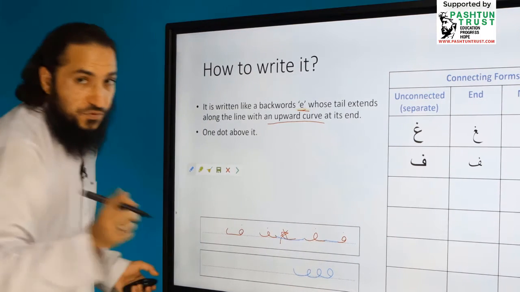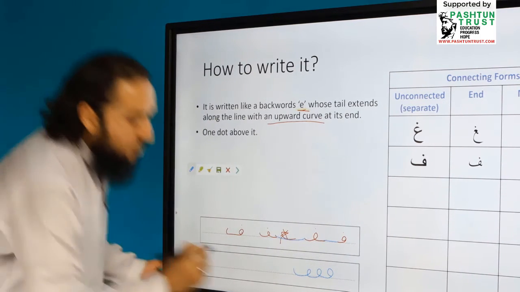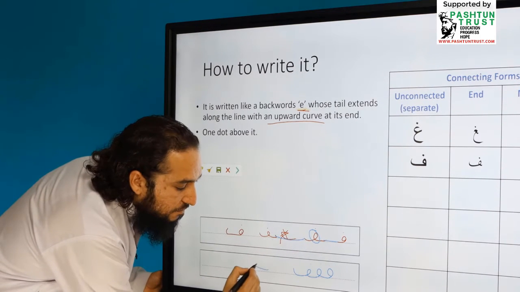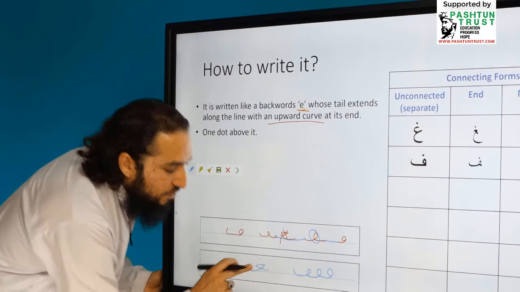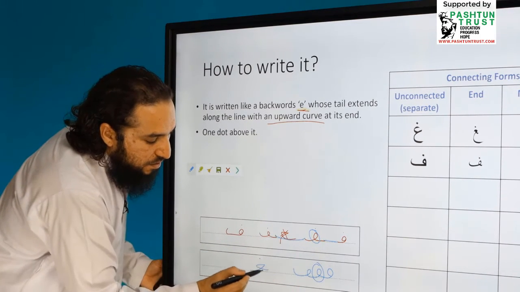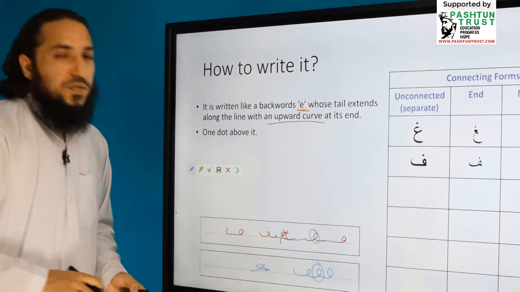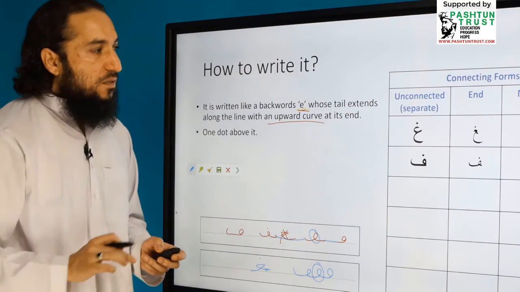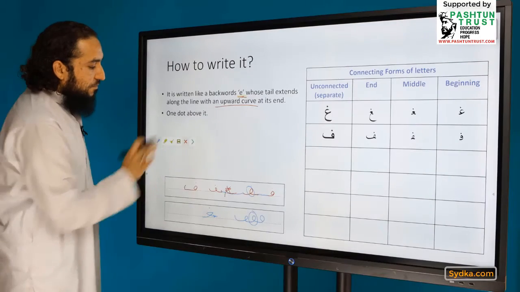The difference between fa and ghain is this: this one is round and ghain is like this. Can you see the difference? This one is round and this one is not round. It's a different shape. You have to remember those differences when we see practical examples.